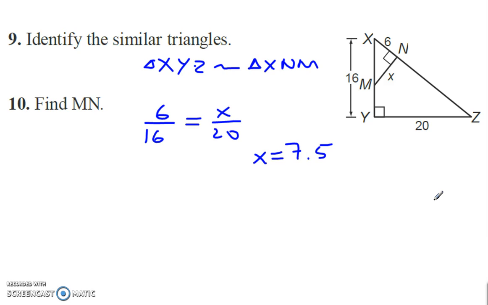Number 9, similar triangles. When you're setting this up, note that x is the same as x. So that has to be in the same place. Now, this is not just rotated, it's actually flipped. Okay, so n corresponds to y, and then m corresponds to z down here. So now we have the short side being between x and n. So the short side is between x and y. So 6 to 16 is x to 20, and that's 7.5.